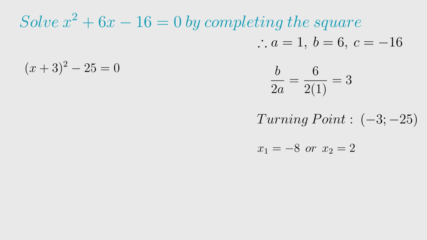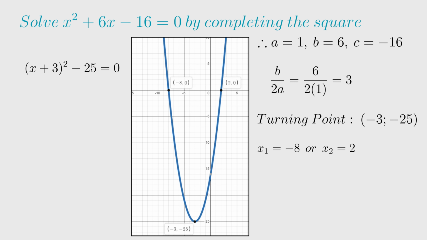Now drawing the graph will be a lot easier. Because the coefficient of x squared is 1, which is positive, the graph's turning point will be its lowest value and it will look like this.